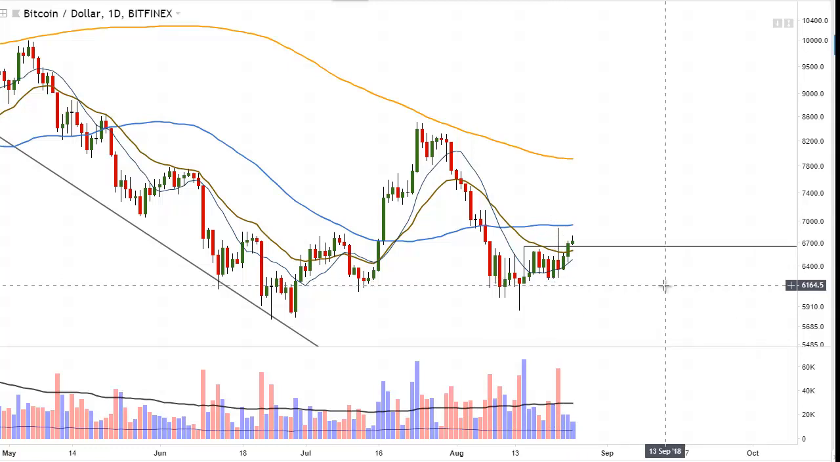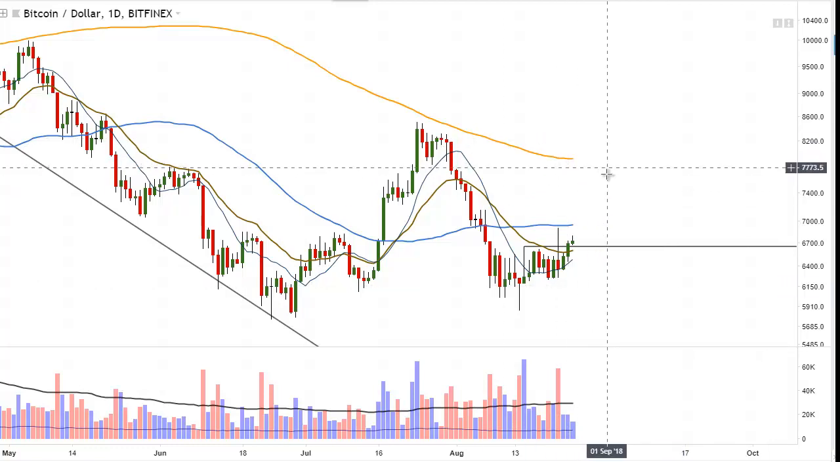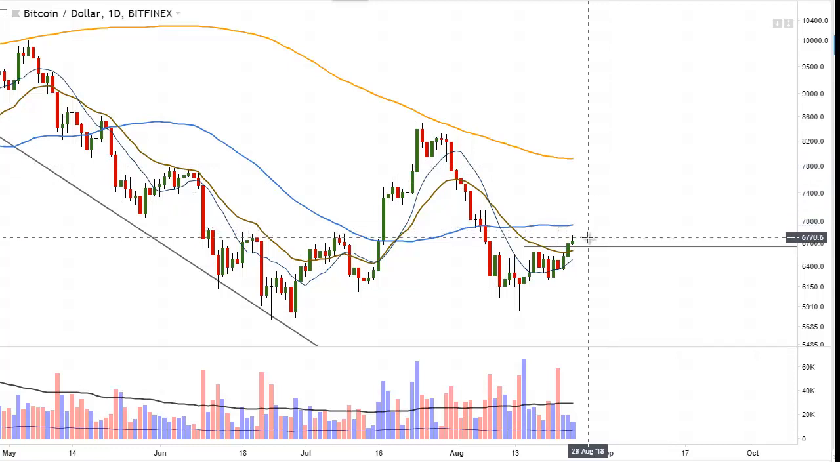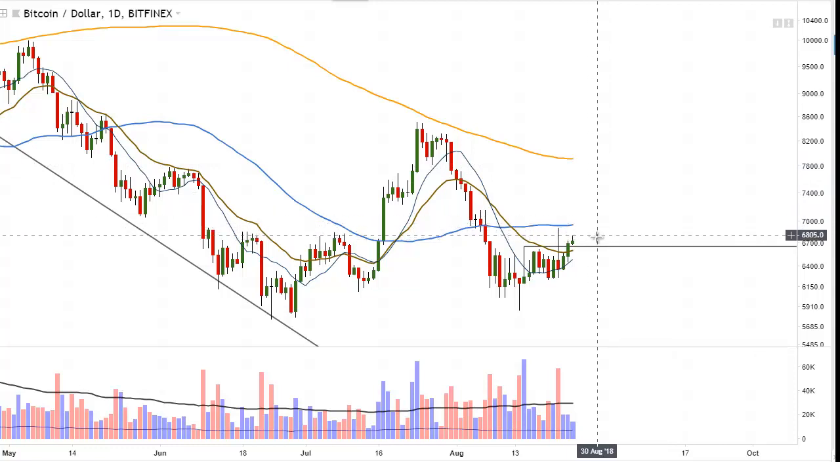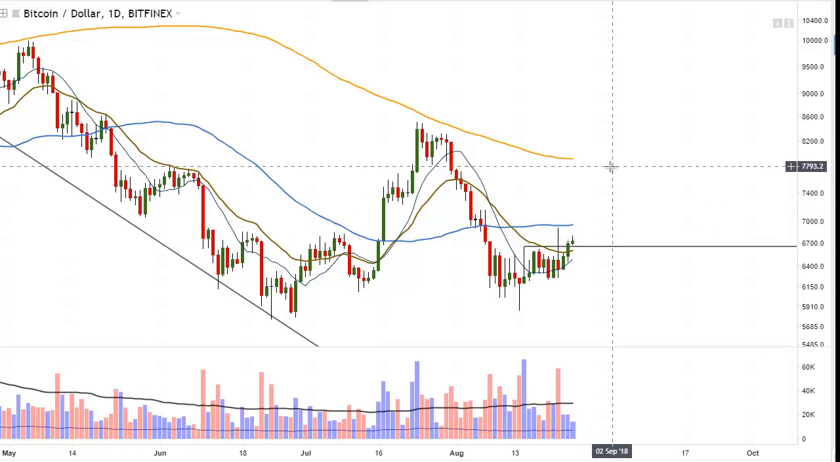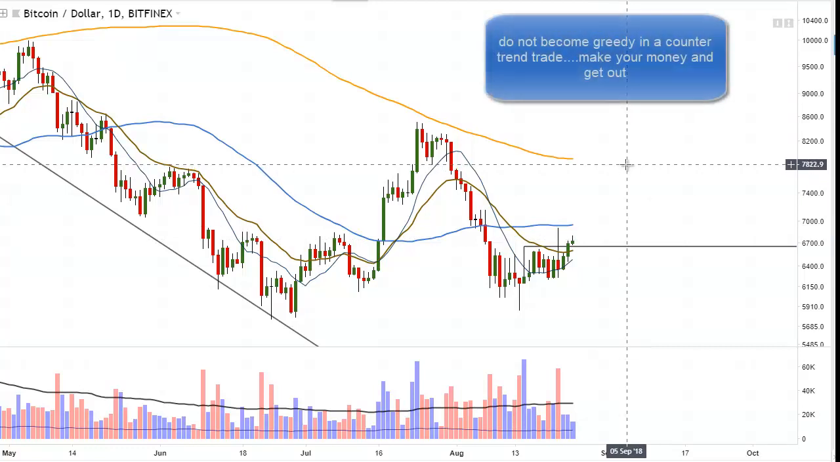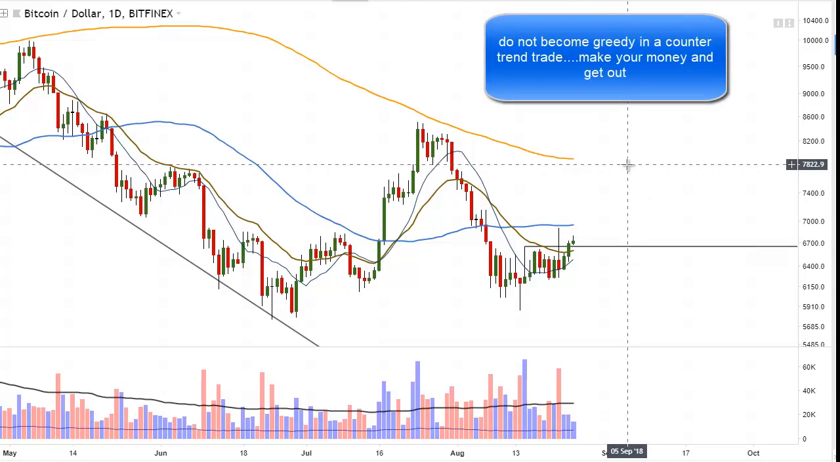And the idea with the counter-trend trade is to take profits when you have them. You want to make it as quick as possible. Of course, you have to let the setup play out, but we're looking for a 1 to 2 week move up into resistance, and then we want to get out. You don't want to overstay your welcome when you're counter swing trading.